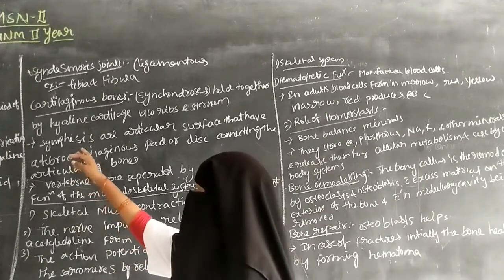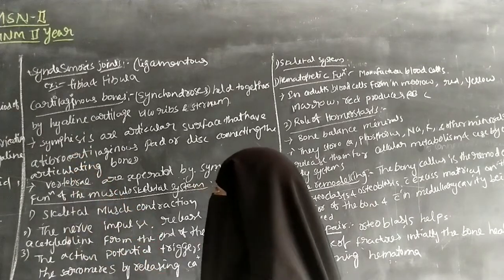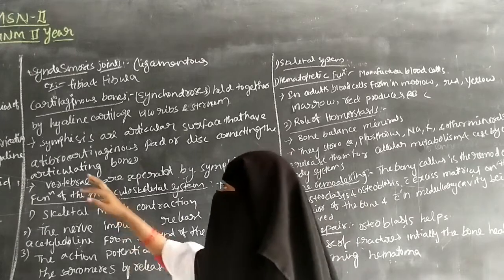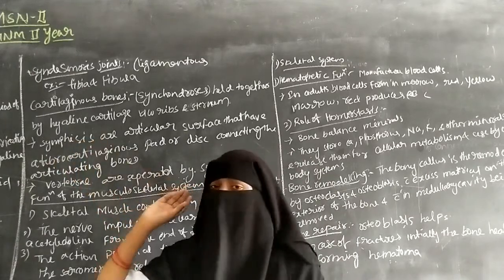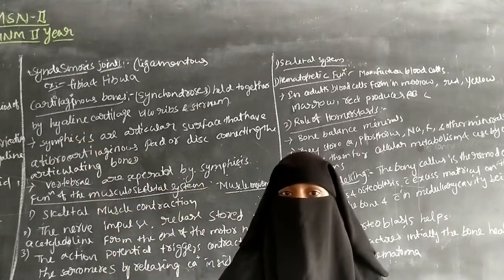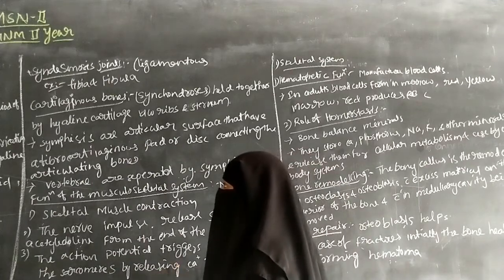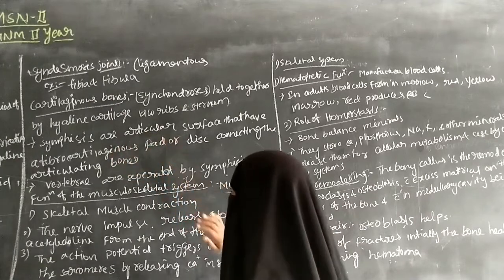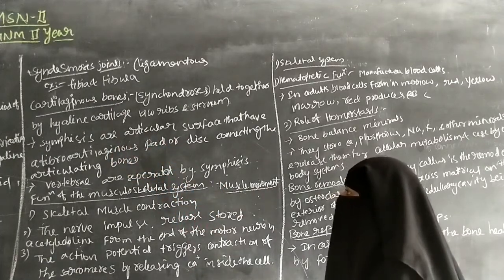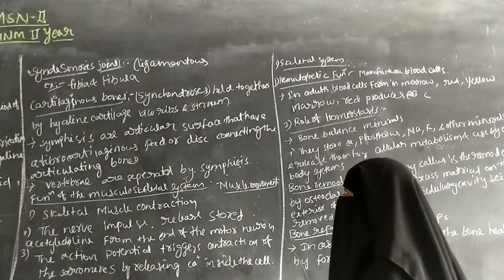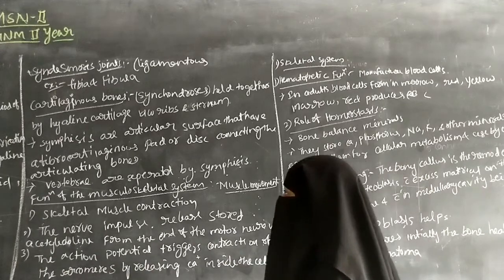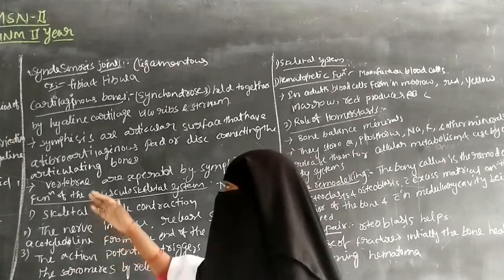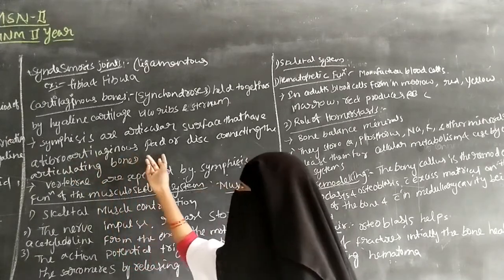Symphysis means there is a fibrocartilaginous fusion between the bones. Symphyses are articular surfaces that have a fibrocartilaginous pad or disc connecting the articulating bones.